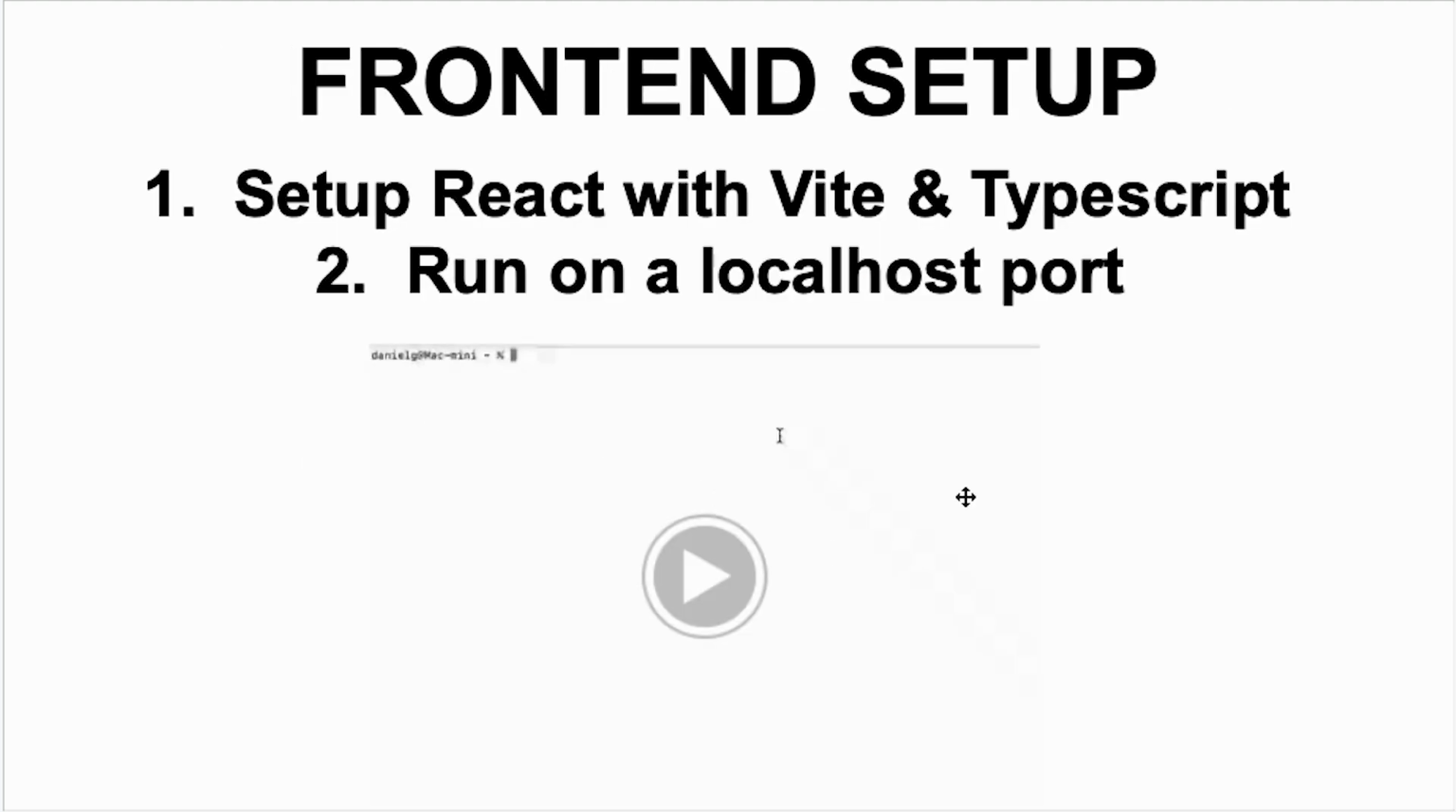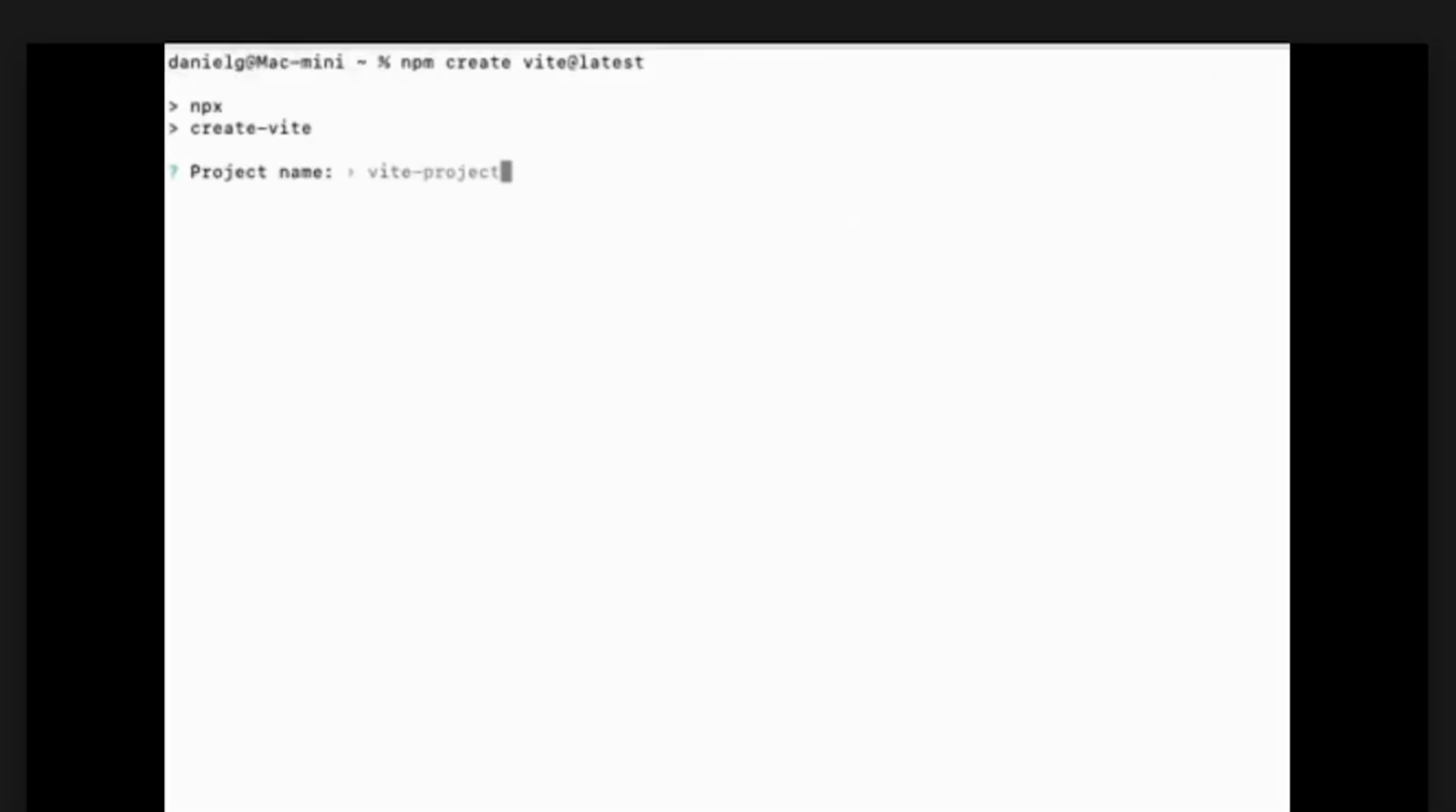And now we're moving on to the front-end setup. We're going to set up React with Vite and TypeScript, and we're going to run on a local host. So here we're going to run the command npm create vite@latest. It's going to prompt you with a project name. You can just put habit tracker for devs or any other name that you would like for the project.